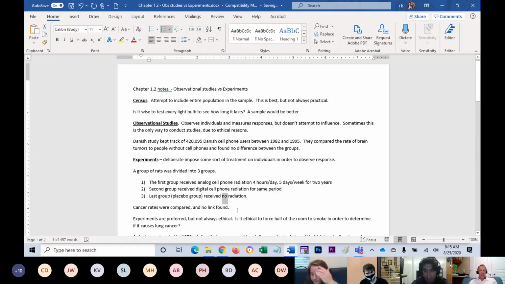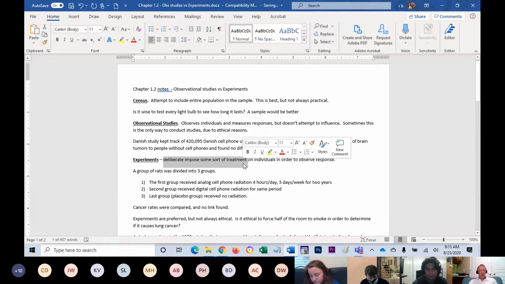And there was no link found. So the idea here is, with an experiment, we forced the rats to have cell phone radiation. One was analog, one was digital, and one was none. This would be an example of an experiment because we deliberately imposed a treatment on the individuals. And in this case, the individuals are rats.